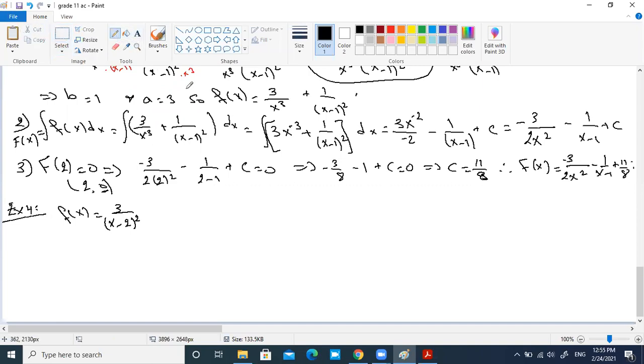Next, exercise 4. So given f of x is equal to 3 over (x minus 2) squared, defined on R except 2.